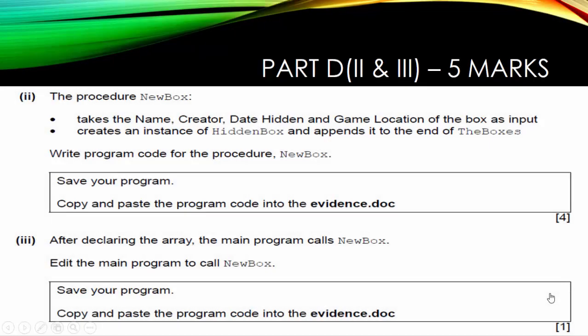Getting close to the end here, let's take a look at part D, part 2 and 3. The procedure new box takes the name, creator, date hidden, and game location of the box as input, creates an instance of hidden box, and appends it to the end of the boxes. When it says it appends it to the end of the boxes, what that means is it's taking the list of current objects and putting it at the end, not of the entire array, but of the objects that have been created. Write program code for the procedure new box, and then they want us to save and then copy and paste. After declaring the array, the main program calls new box. Edit the main program to call new box. Let's go ahead, switch over, and code it now.